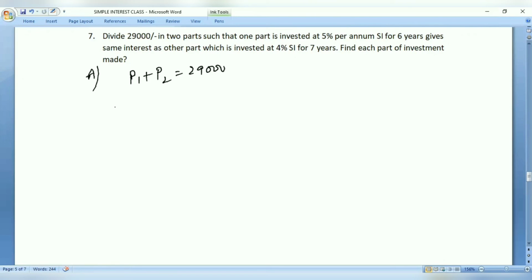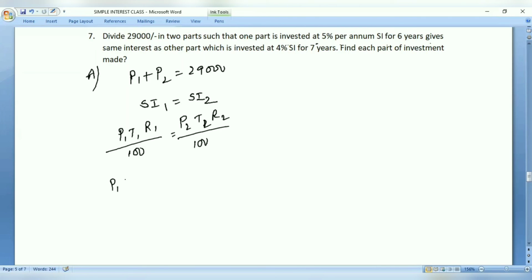Now, these two parts are invested at different rate of interest. So they are saying that the interest that earn from first part is equal to the interest that earn from second part, and both are same. See here, such that one part is invested at some interest for SI for 6 years, gives same interest. So SI means P1 T1 R1 divided by 100 equals to P2 T2 R2 divided by 100. Now, do we know what is P1 and P2? Let us take the ratio and we'll get it.